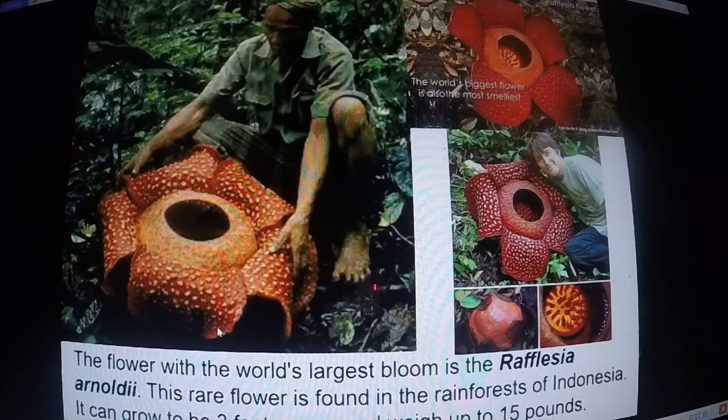So don't forget the grasses. They have wind pollination. This is the largest flower in the world. It also smells really bad. It smells like rotting flesh. And of course, who would pollinate rotting flesh? What insects? The flies, that's right.